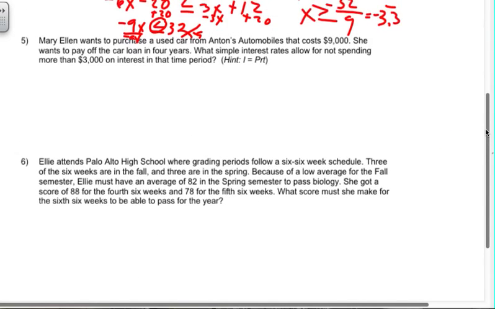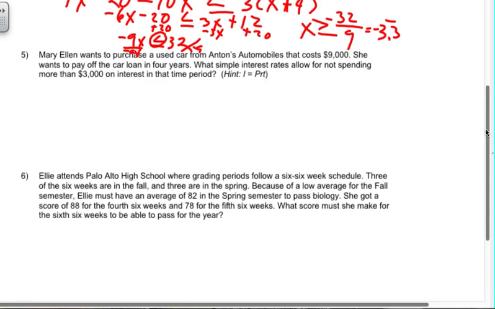Okay, so she wants to purchase a used car that costs $9,000. She wants to pay off the car loan in 4 years, so there's time. What simple interest rates allow for not spending more than $3,000 on interest? And here, interest is going to equal our principal, which is this right here, times rate, which is in a decimal, times time. And the rate is what we're looking for.